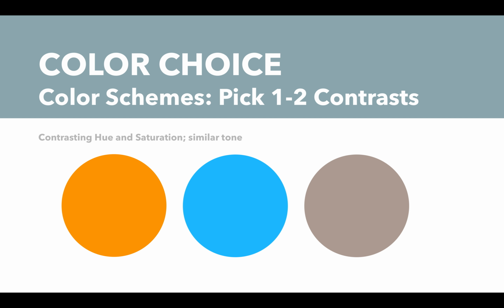So a general rule for picking your color scheme is between hue, saturation, and tone, pick 2 of those to contrast each other, or 1 of those that contrasts, and everything else should be relatively similar. So let's look at this one right here. We've got contrasting hue, we've got orange and blue, and this sort of warm gray color. So these hues are contrasting each other. We've got contrasting saturation. This orange and this blue are really highly saturated, where this is very much a gray tone.